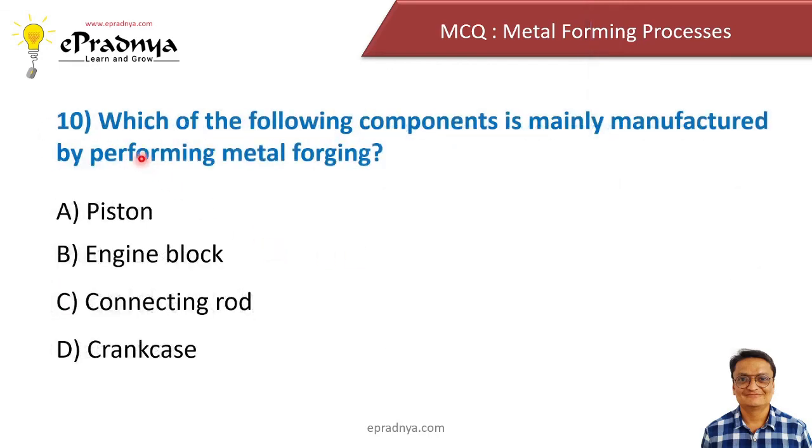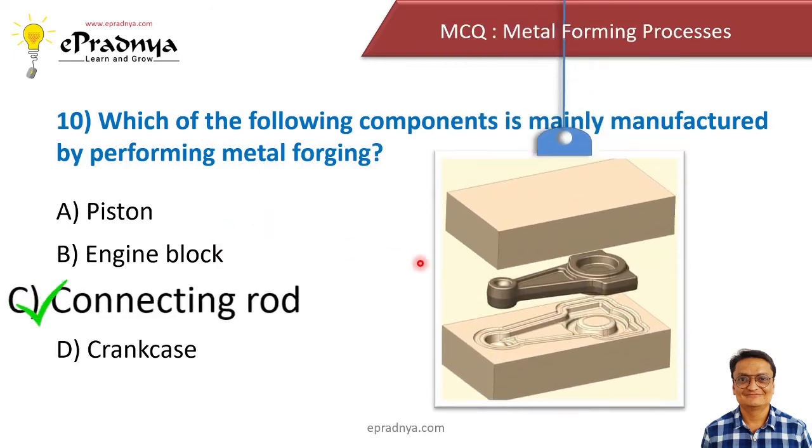And the last question: which of the following components is mainly manufactured by performing metal forging? The options given are piston, engine block, connecting rod, and crankcase. Now this metal forging is one of the very important metal forming processes, and the correct answer is connecting rod. So connecting rods are manufactured with the help of the forging process, right? And one of the most important reasons is that forged components have very good strength. That is why the connecting rod, which requires good strength, is manufactured by a forging process.